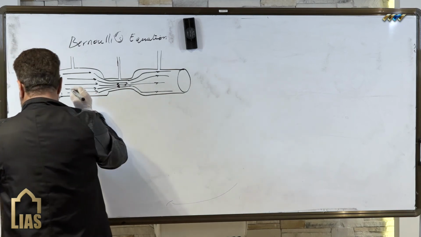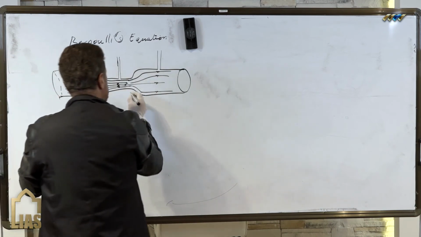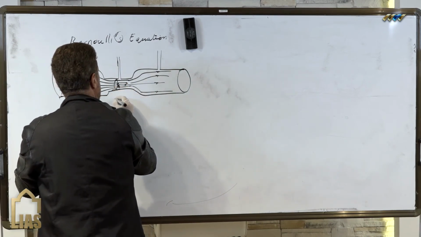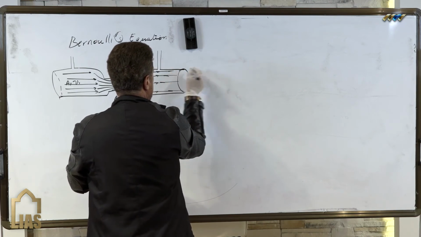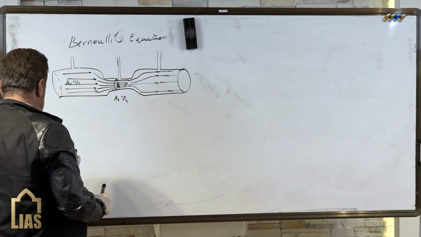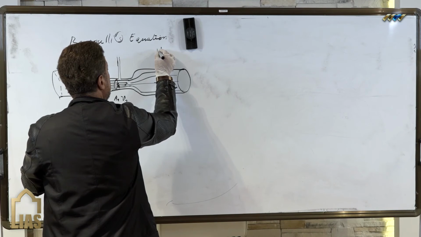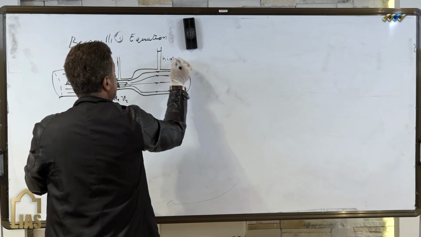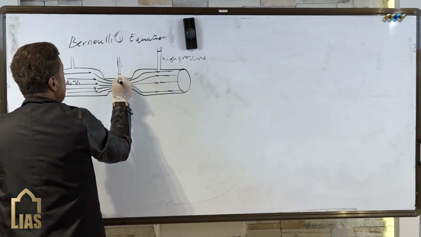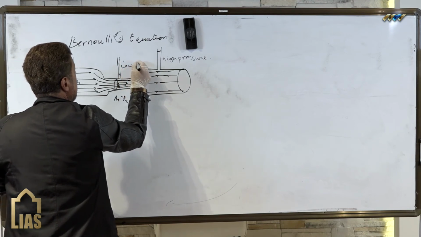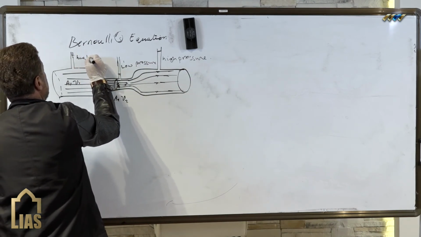This here is A1, V1, and this here, A2, of course V2, and we have here the same A1, V1, and so on. In this case here, we have high pressure. Here, low pressure. And here is high pressure.